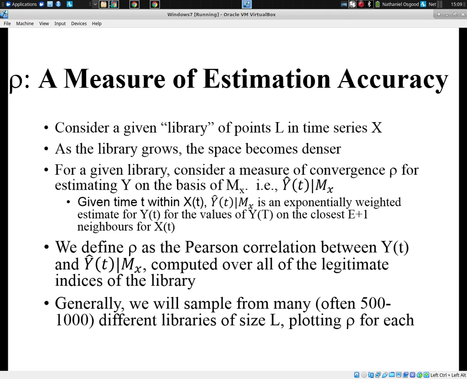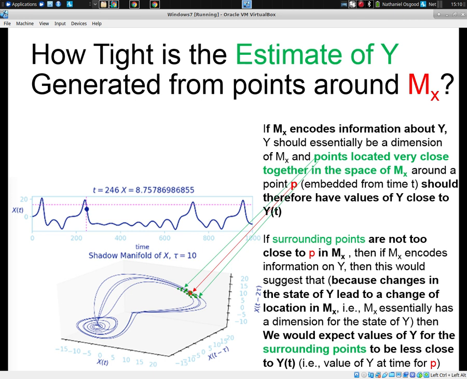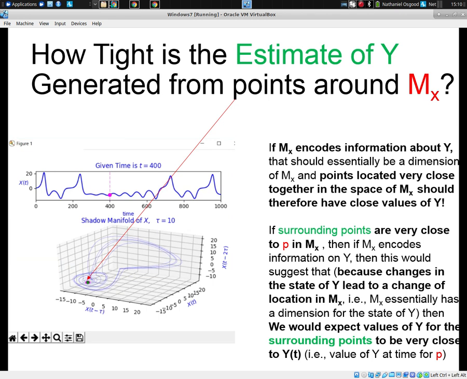So as we are sampling more densely in state space, as we consider a larger number of the points in state space, how would the value of rho differ? Rho is going to be a measure of similarity between the value of y of t and the values of y for nearby points. And we're going to look for certain patterns associated with rho as we consider a larger so-called library of points versus a smaller library of points. So the idea is that we are going to consider points that are spread out more versus points that are very, very tight.